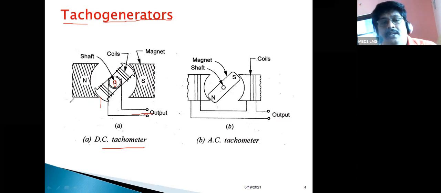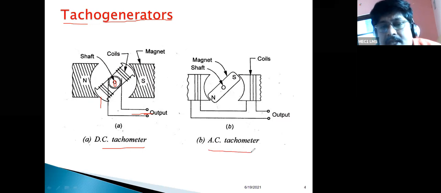When the shaft rotates, this core also moves. Thereby the magnetic field is cut. Here this is moving, and this magnet is fixed. So the magnetic flux linkages are cut, thereby an induced voltage develops. That voltage is nothing but a DC voltage, which is proportional to the speed of the shaft.